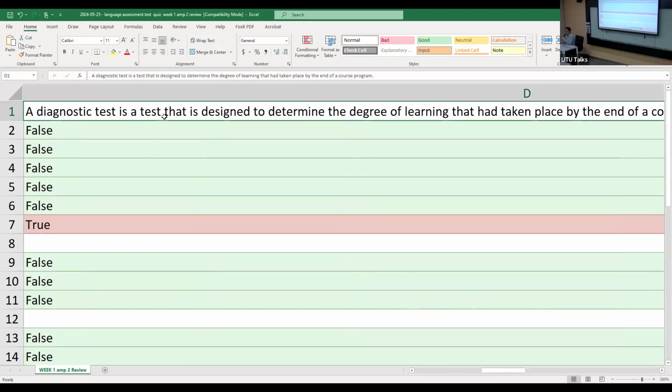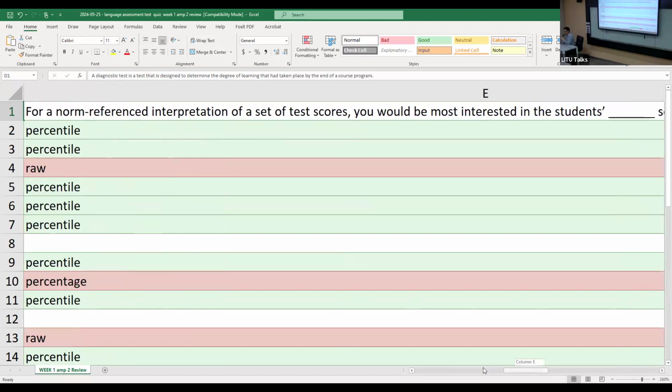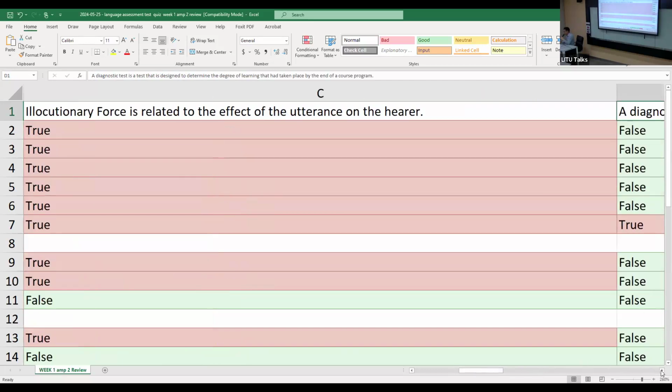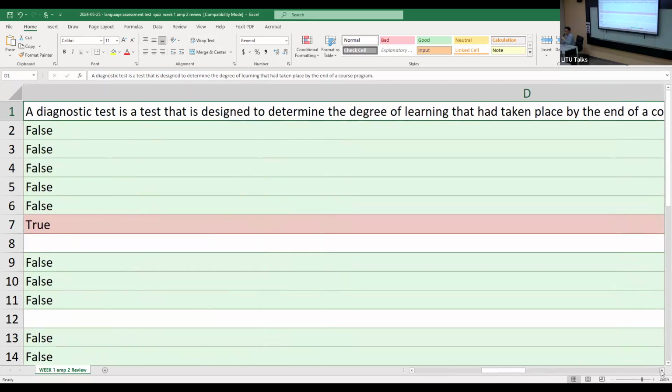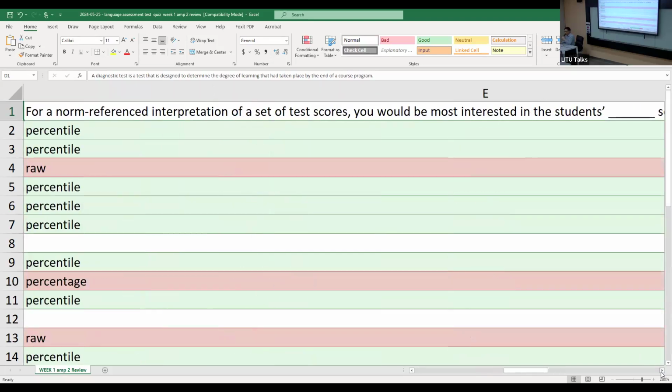Okay, here. The diagnostic test is a test designed to determine the degree of learning that had taken place by the end of the course. Hang on. Yeah, now we have some hope here, right? Many people got this item correct. But what is wrong with this item? If you use a diagnostic test at the end of a course, it's too late, right? It's too late. You have to administer a diagnostic test in the middle of the course.